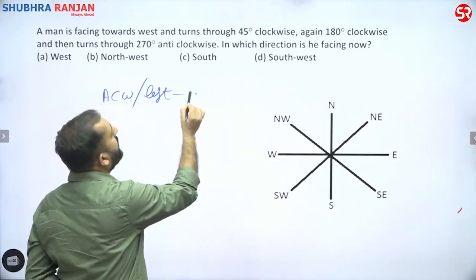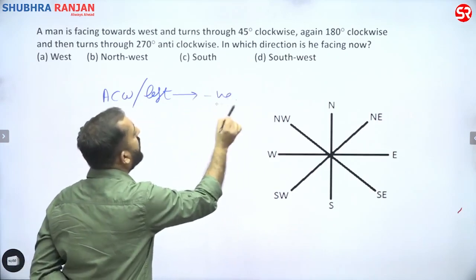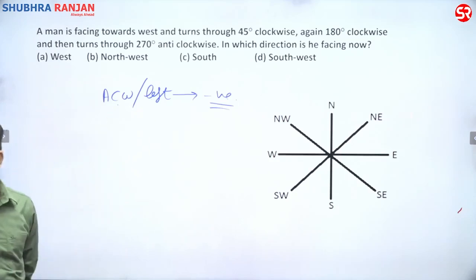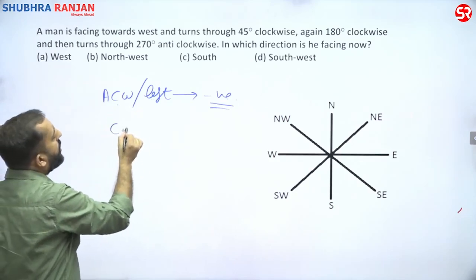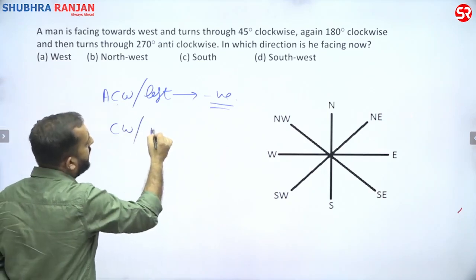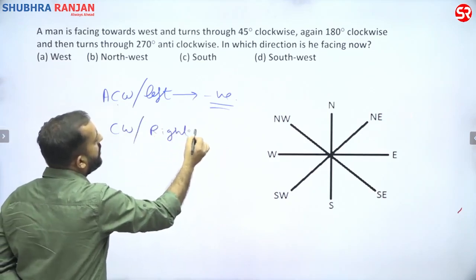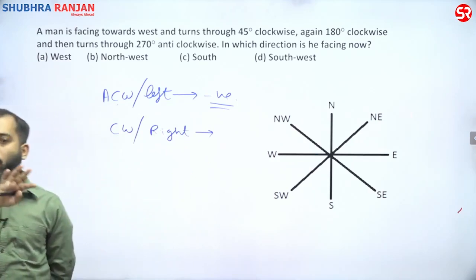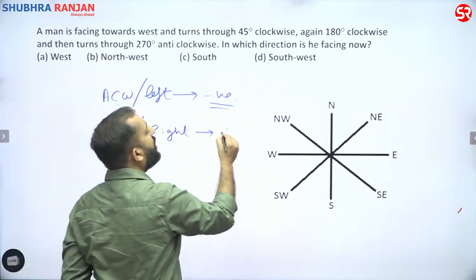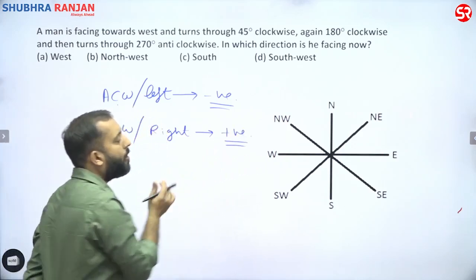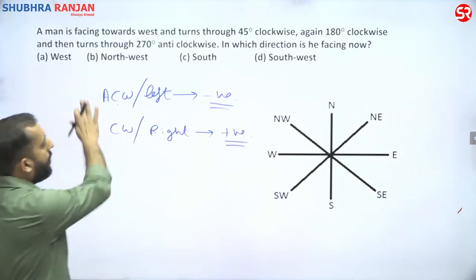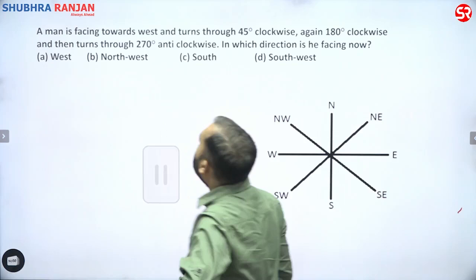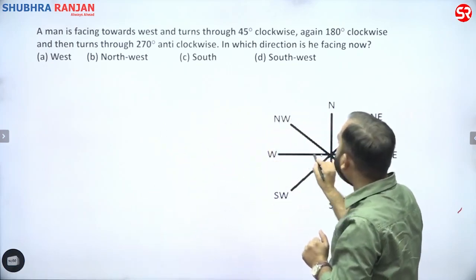So I'll assign a negative sign to values associated with these two. And if you are going clockwise or you are going right, it is one and the same thing. So if somebody is taking a right turn or going clockwise, I'll take those values as positive. Clear? Now, in the beginning, the man was facing west.